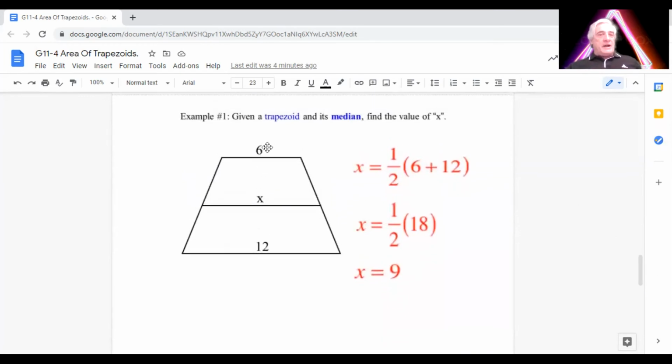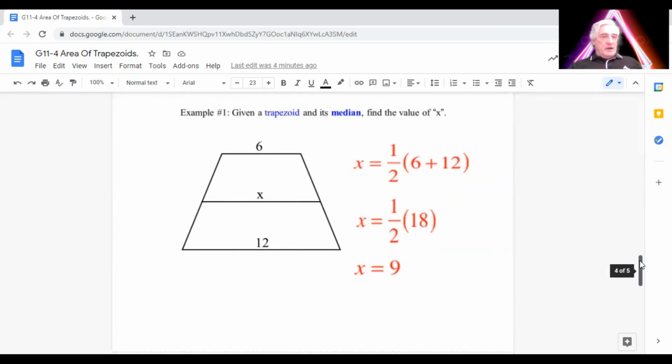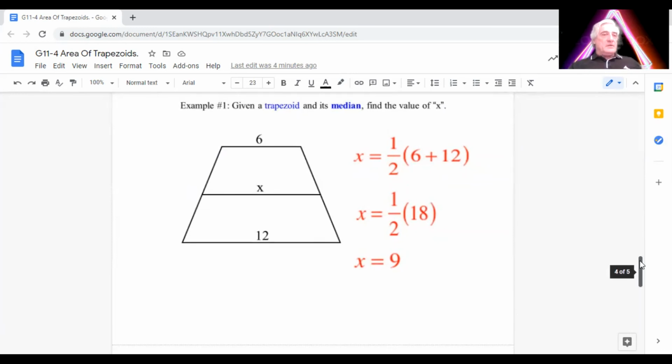In this example, I've got 6 and 12. Add them up, divide by 2, and you get 9. It should make sense that 9 would be halfway between 12 and 6. It's the median of a trapezoid. The median of a trapezoid is the same as the median of numbers. Two numbers, halfway between the two numbers would be the mean and the median, right? We call it the median of a trapezoid.